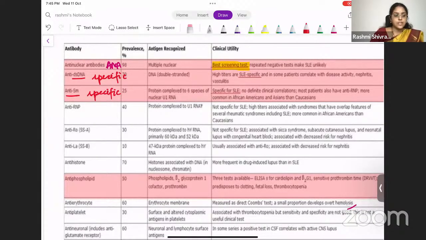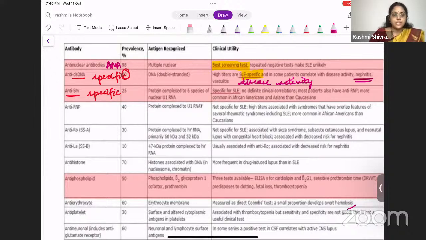So anti-dsDNA is seen in about 70% of the patients, and it is highly specific. You can see here it is SLE specific. In most patients, it correlates with the disease activity, mainly with nephritis, mainly lupus nephritis.